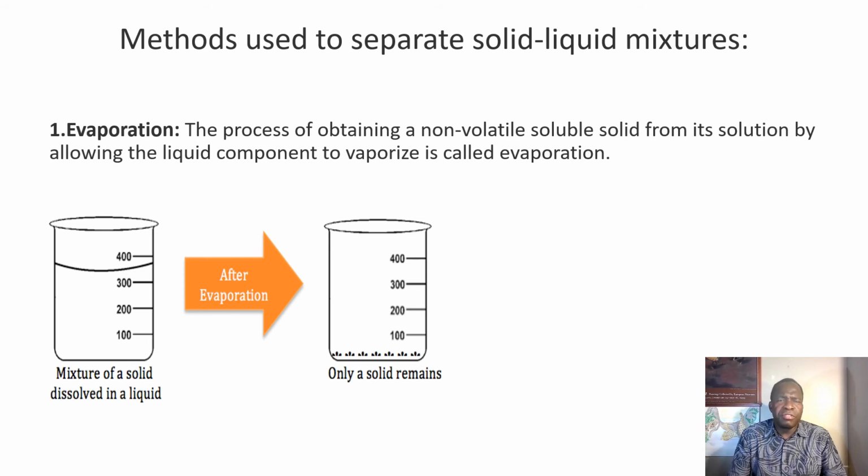For example, if you have any substance that is mixed with water, as soon as you get the water evaporated, the substance will remain inside. So evaporation is the process of obtaining a non-volatile soluble solid from its solution by allowing the liquid component to vaporize.